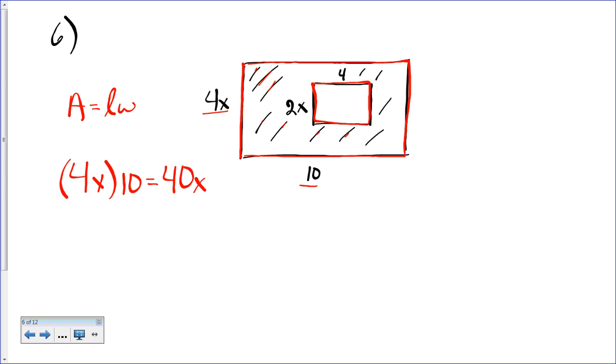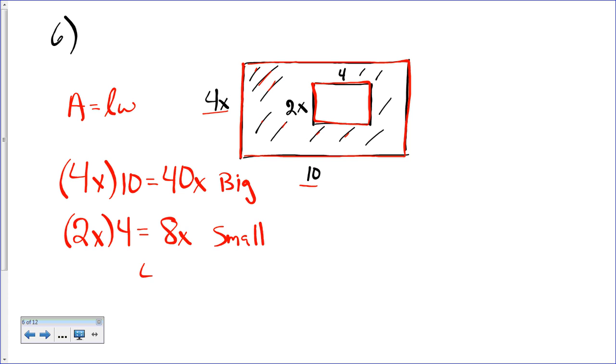Now we're going to find the area of the little rectangle. So that's 2x times 4. 2x times 4 is 8x. Now you know the area of the big and the area of the small. So to get the shaded portion, you take 40x minus 8x, which is equal to 32x. And that is your answer in most simplified form.